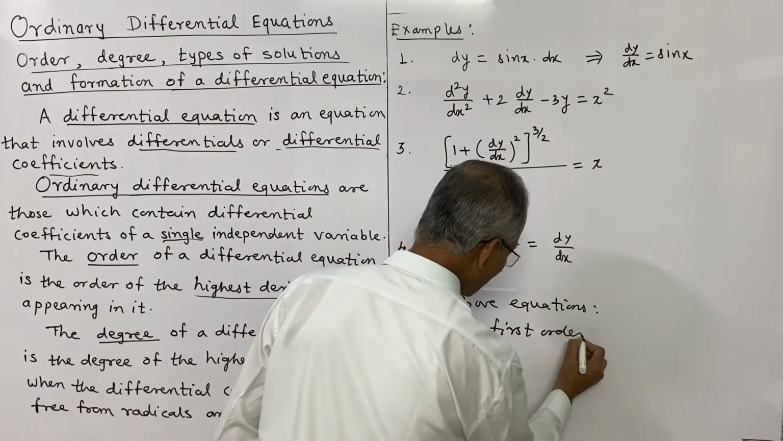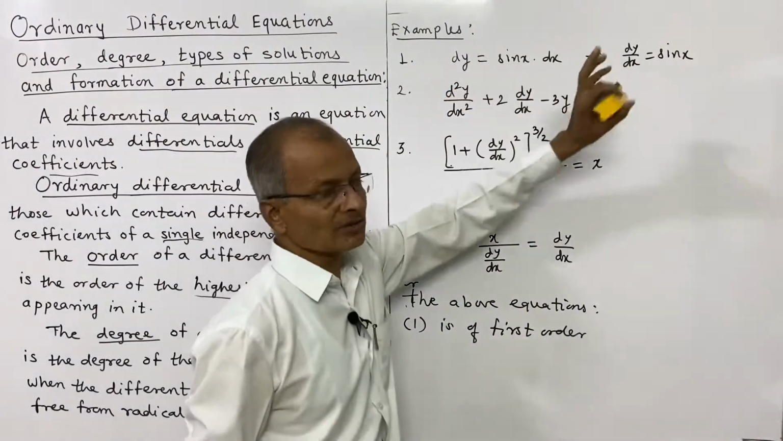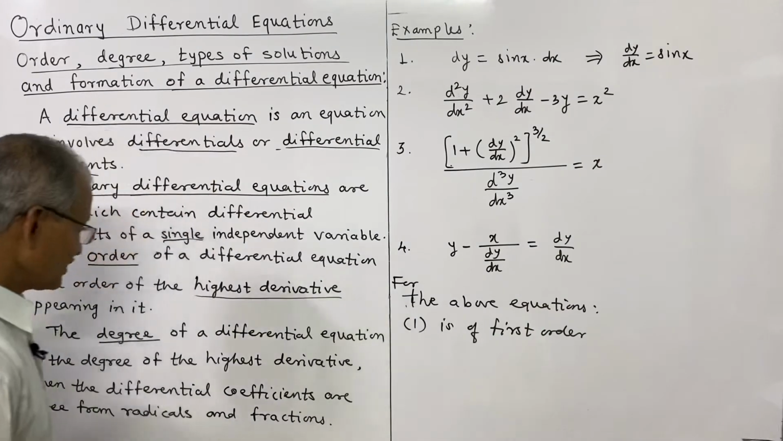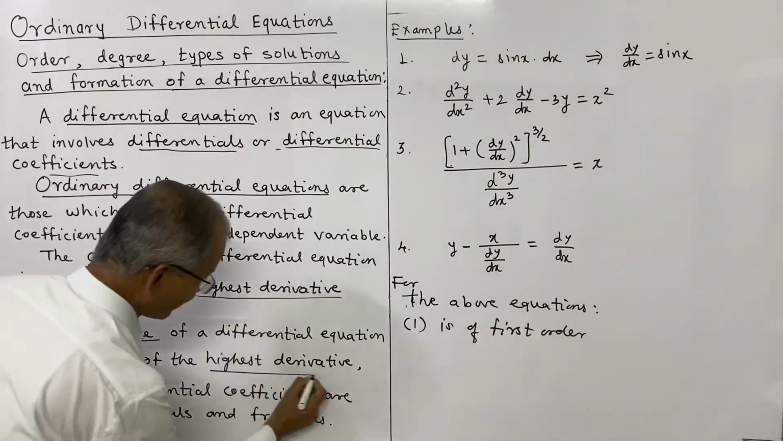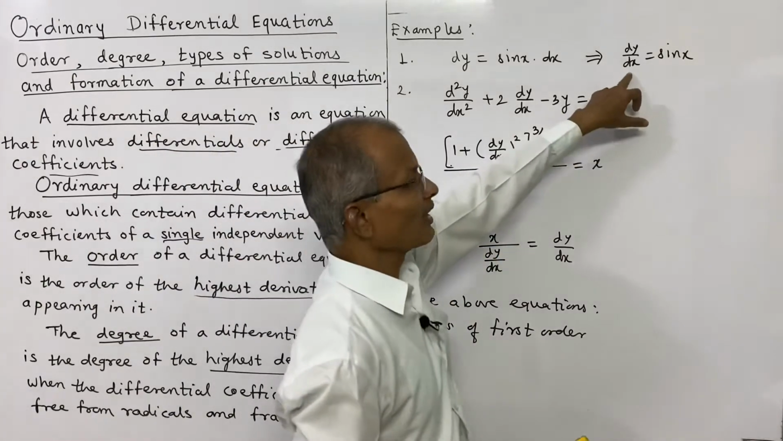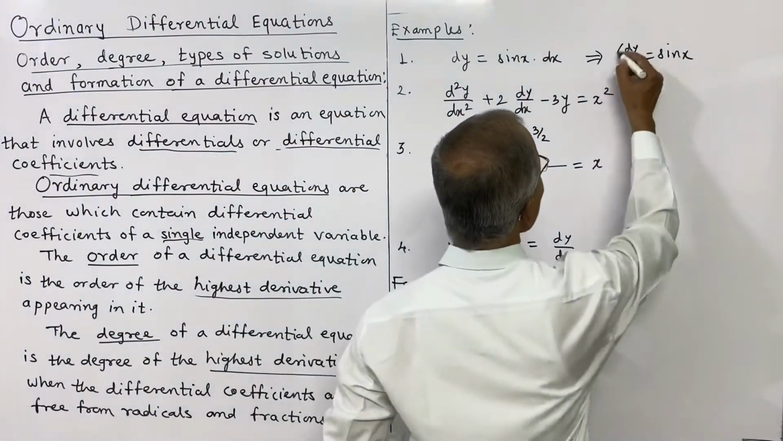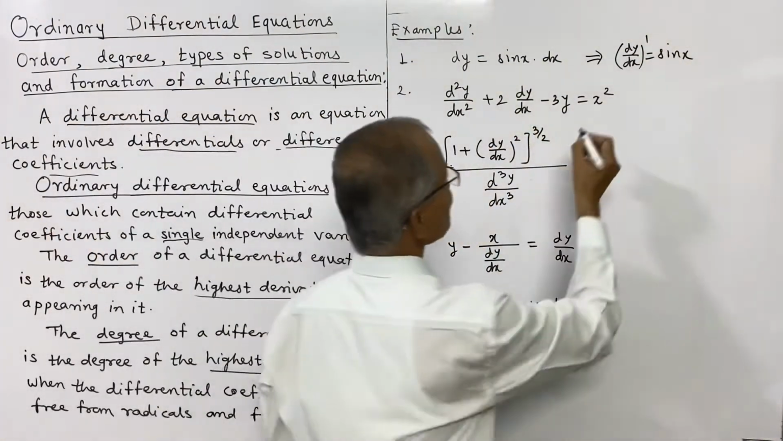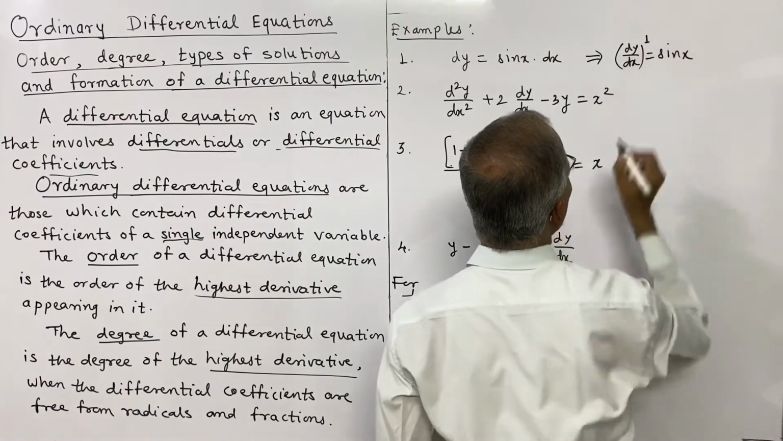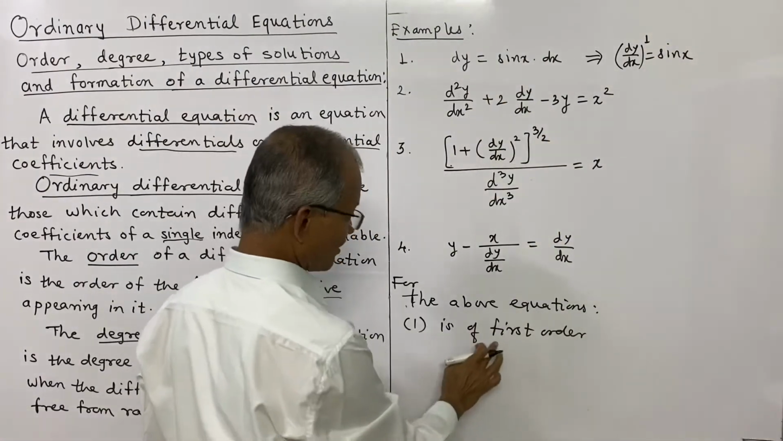And what about the degree? So order is the highest order derivative, and the highest order derivative is only dy by dx. And what is the degree? Degree is the degree of the highest order derivative. Again the highest order derivative is dy by dx, and degree means the power of this, and we see the power of this derivative is 1. Power, not the derivative, so it is 1. So therefore the first equation is of first order and first degree.